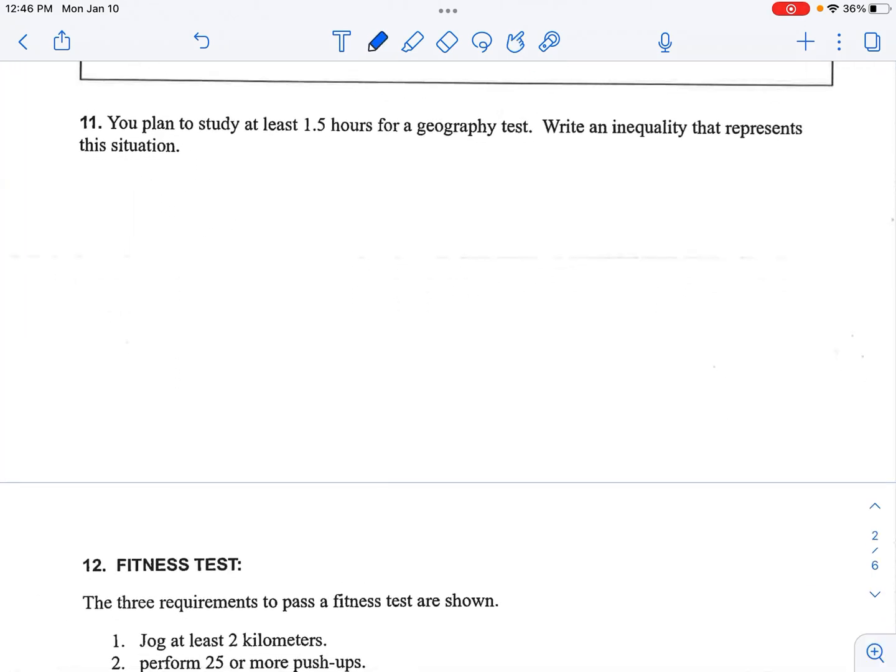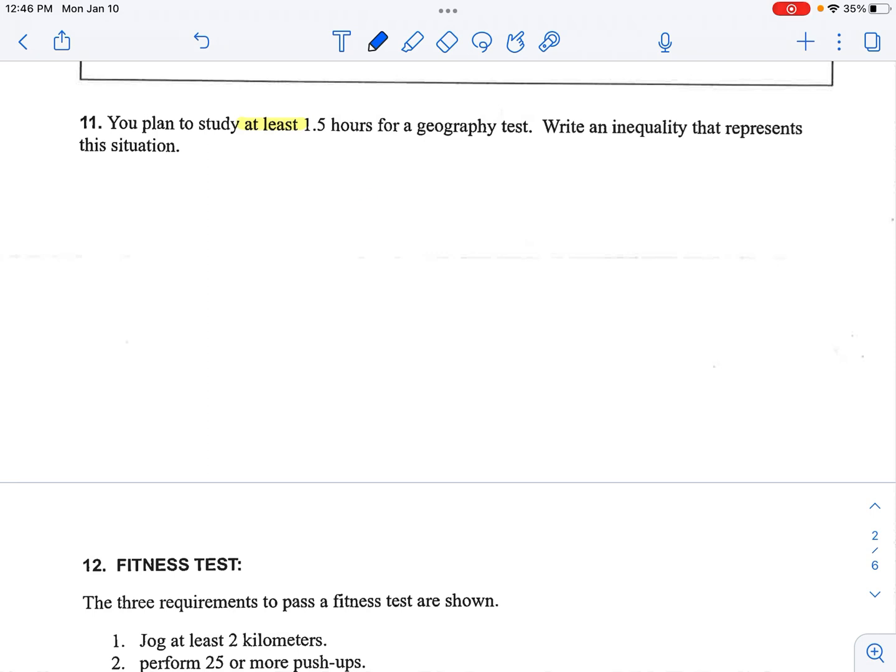You plan to study at least 1.5 hours for a geography test. Write an inequality that represents the situation. Does it say solve it? Nope. Does it say graph it? No. It simply says write an inequality.